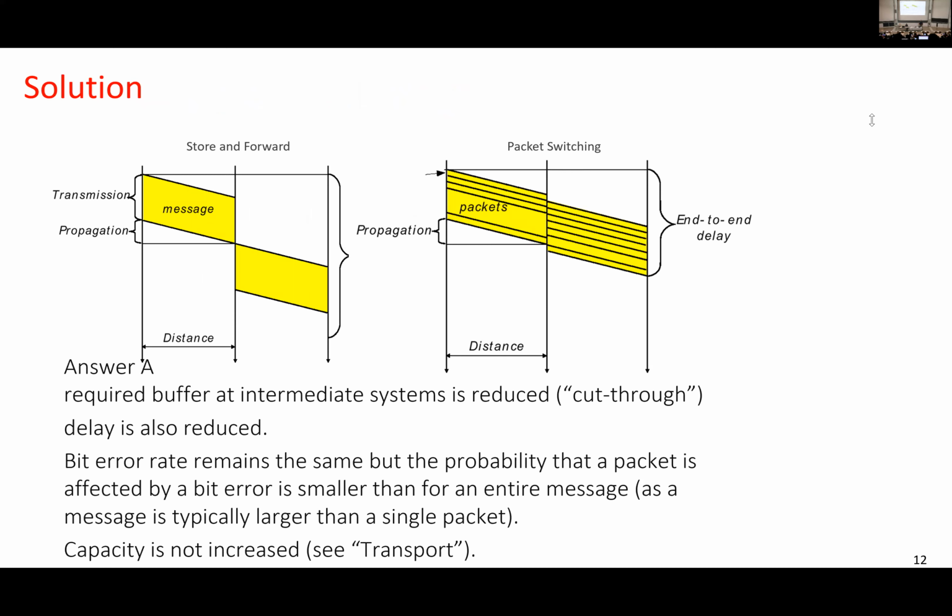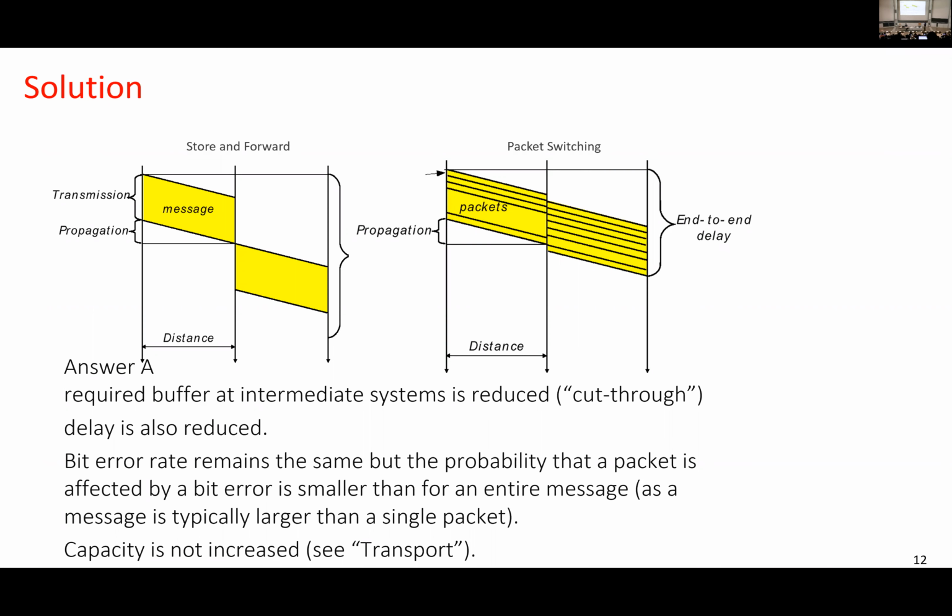The correct answer is answer A. And here is the explanation. This explanation is interesting per se also because we see here a diagram that we will sometimes use if you want to analyze the performance of protocols. It's called a time and space diagram. On the horizontal dimension, I'm showing space. On the vertical dimension, I'm showing time.